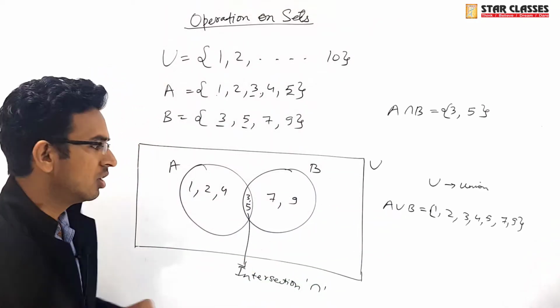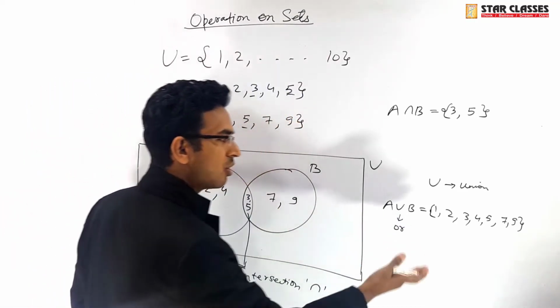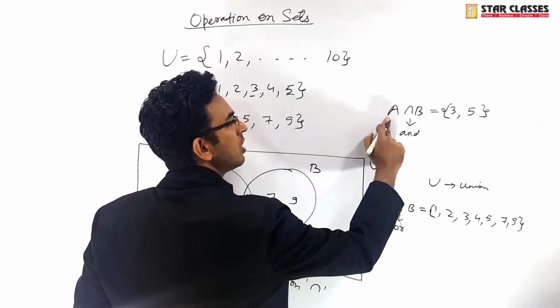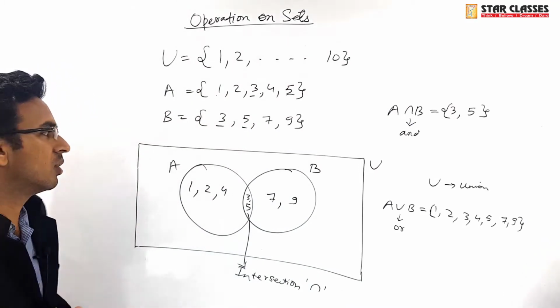Everything is union. So you can say union means "or", that means everything of A and B, and intersection means "and", that is both A and B, which is 3 and 5. I hope you guys understood this.